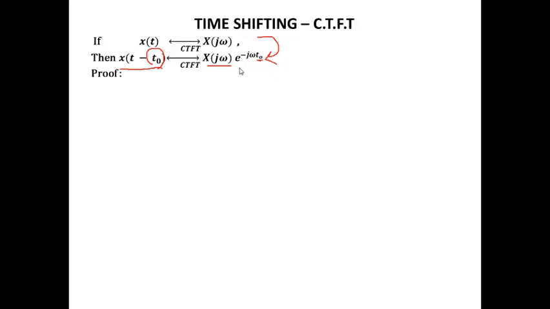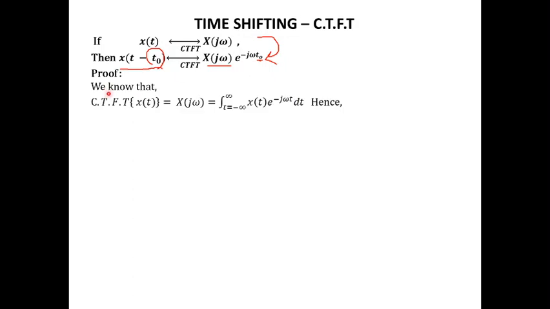The proof of this is simple. See, for the proof you have to use only two equations. One is your analysis equation, that is the equation for the continuous time Fourier transform. In some cases you will not be able to use the CTFT. There you will be using the synthesis equation, that is the inverse Fourier transform. For this time shifting property, we can very well prove it with the analysis equation itself.